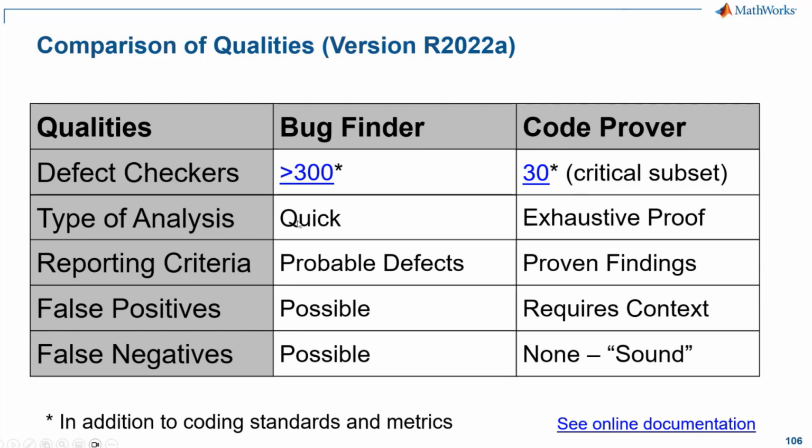In terms of analysis, the Bug Finder analysis is very quick, comparable, for example, to when you compile your application. And Code Prover, because it's a very deep analysis, takes more time; it's exhaustive. In terms of reporting criteria, with Bug Finder you can have a probable defect, but Code Prover can show the presence and, most importantly, prove the absence of runtime errors. False positives are possible in Bug Finder, and in Code Prover it's more complex because it depends on the way you have set up your application. It's very context sensitive, so to say. In terms of false negatives, it's possible using Polyspace Bug Finder, but it's not possible in Polyspace Code Prover because the analysis is sound.